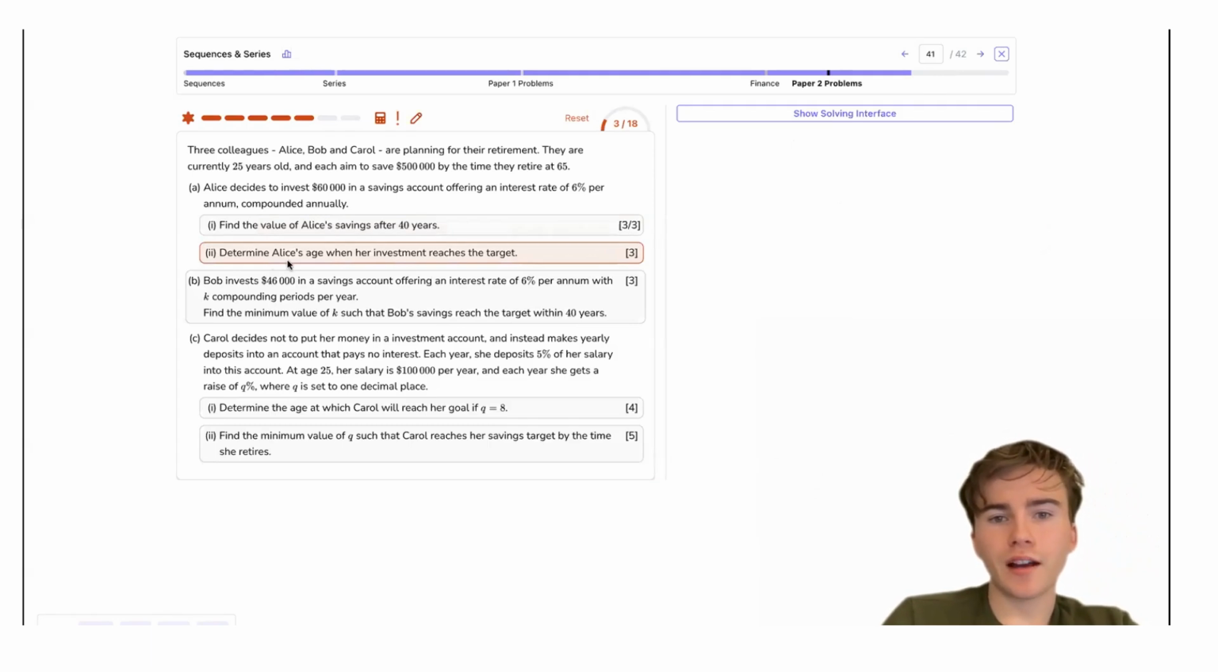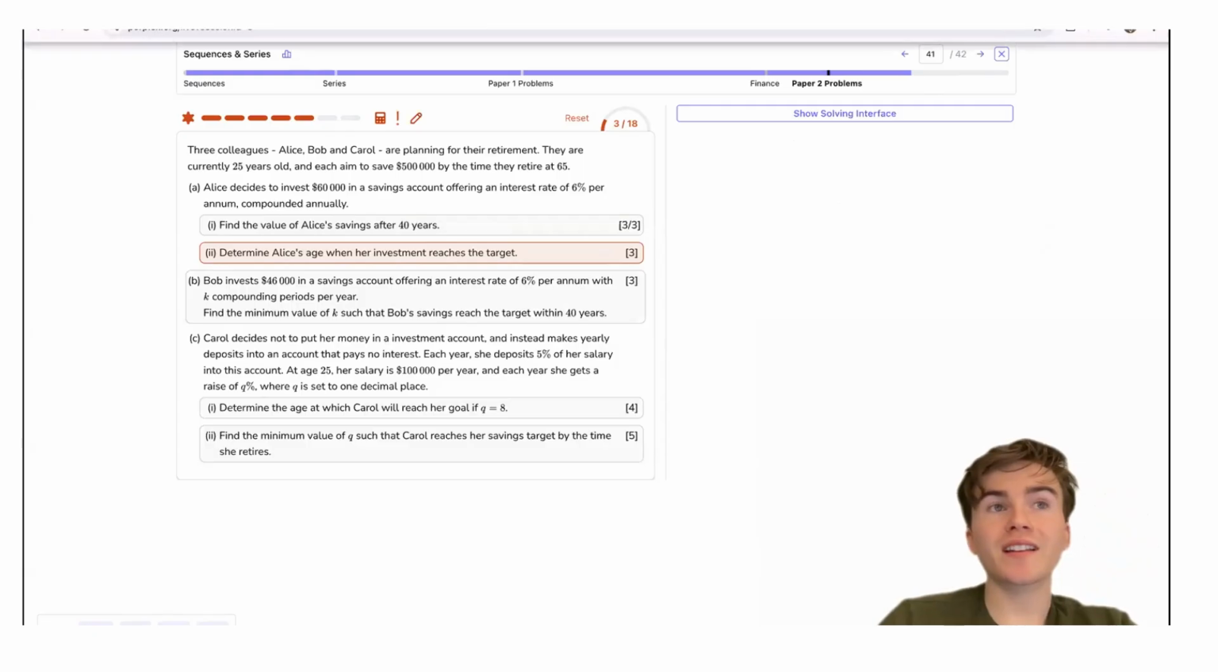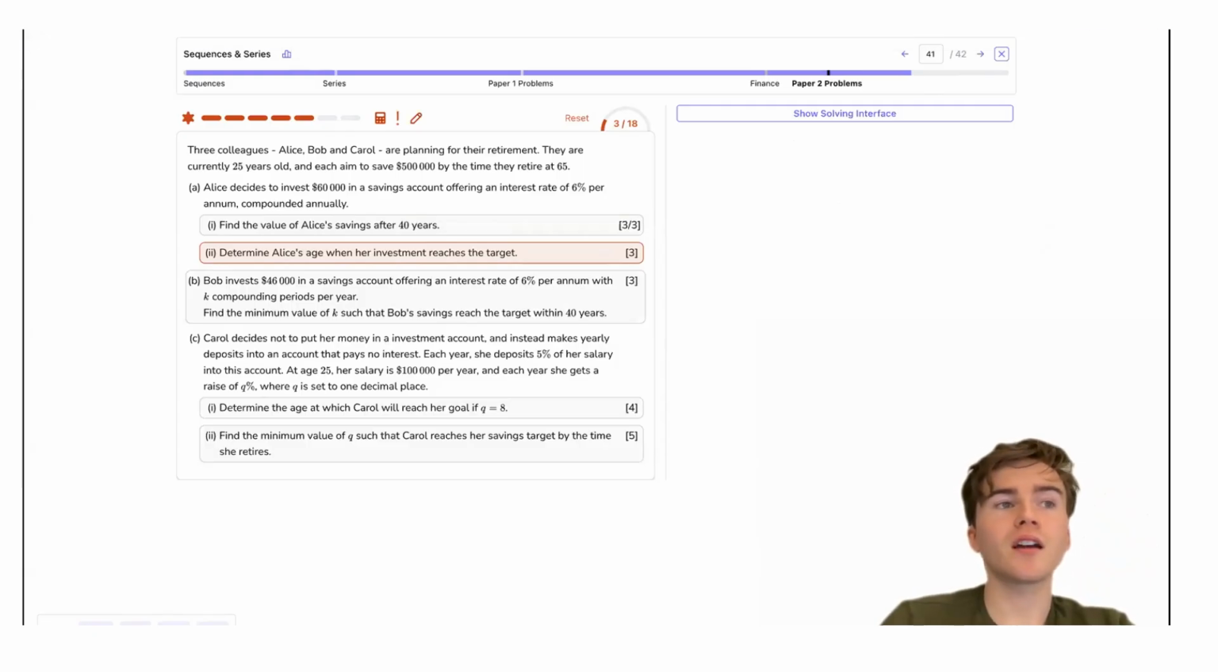Now, part A II. We're trying to find the age, Alice's age, when her investment reaches the target. So the target is 500,000, which means according to her savings plan, she's actually going to exceed her target, and we're trying to find when she's going to reach that target, right? So after how many years is her account going to have a value of 500,000? So this is going to be another calculator kind of question. I'm going to share my calculator screen, and we're gonna go over this.